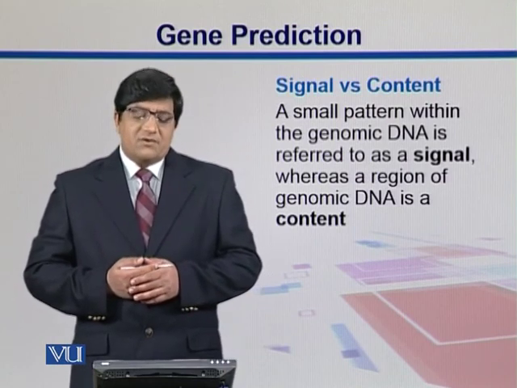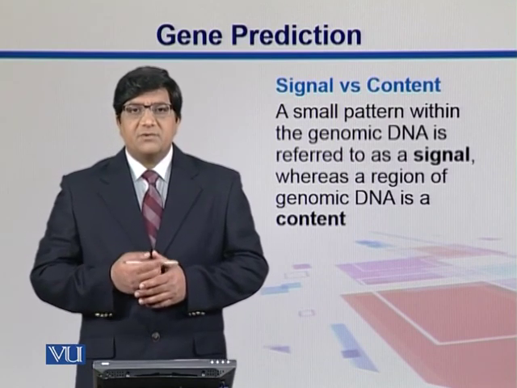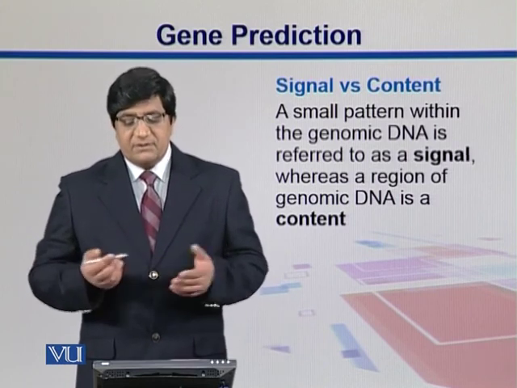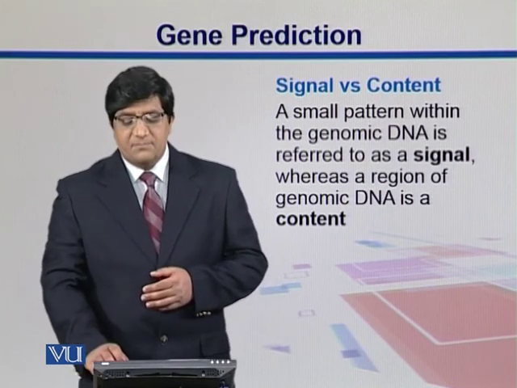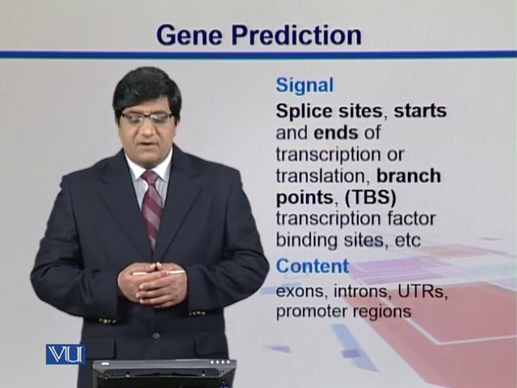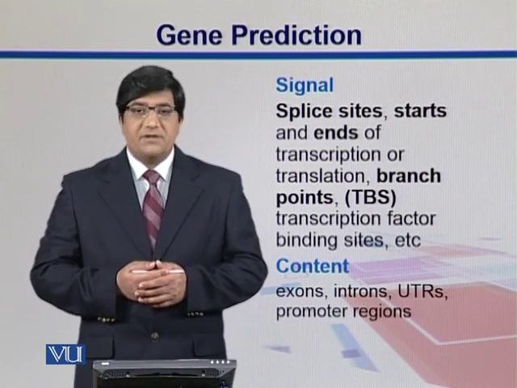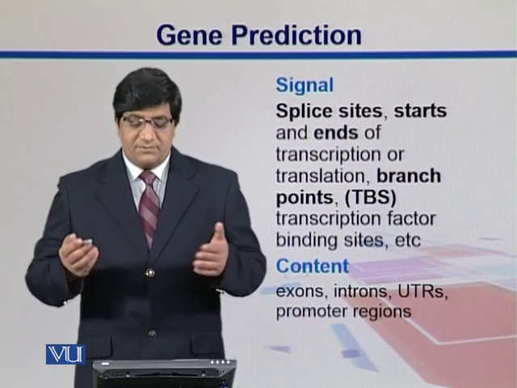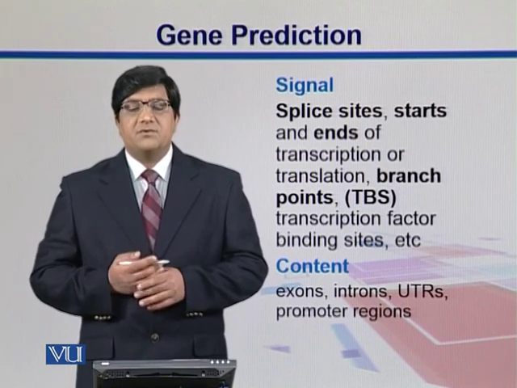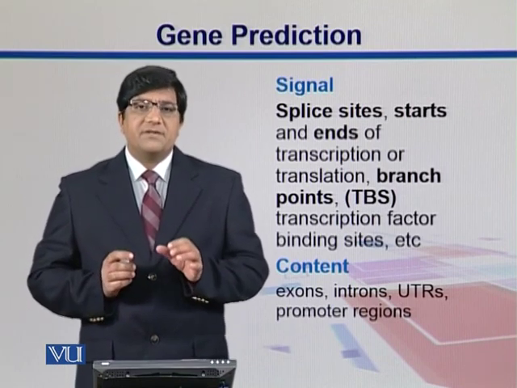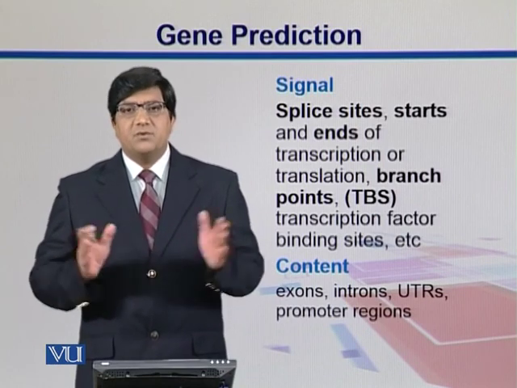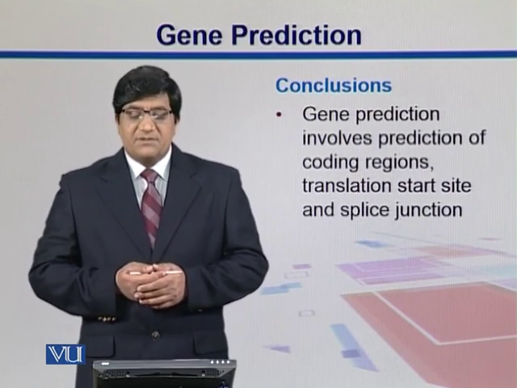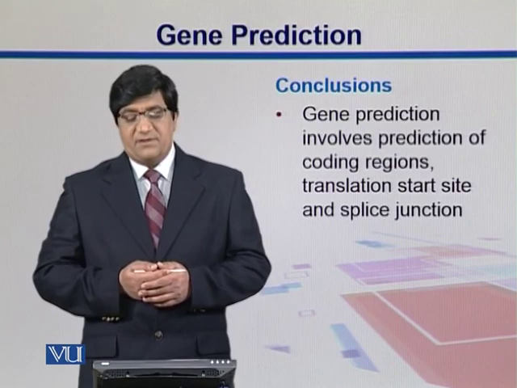What is a signal and what is a content? We use these terms most often when we are doing gene prediction. A signal is a small pattern within the DNA, whereas a whole region of the genomic DNA can be called a content. For example, splice sites, starts and ends of transcription or translation, and branch points are called signals, whereas contents may be exons, introns, UTRs and promoter regions. Promoter regions have some specific patterns in them. That pattern is called a signal, whereas the whole promoter can be called a content. So gene prediction involves prediction of coding regions, start sites, as well as splice junctions.